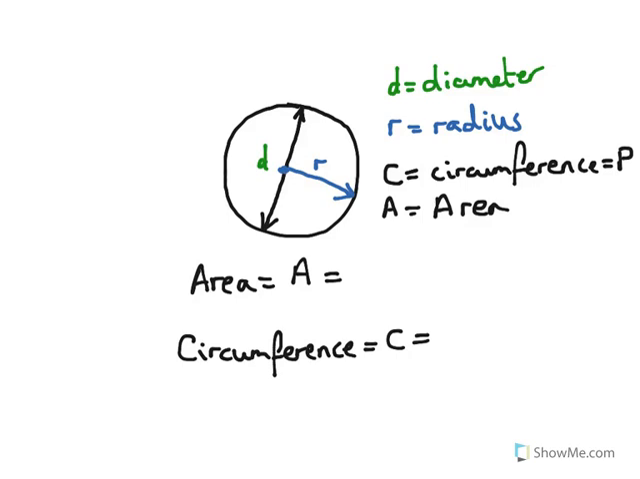So there of course is a relationship between radius and diameter, that diameter is 2 times what the radius is, or the radius is the diameter divided by 2.